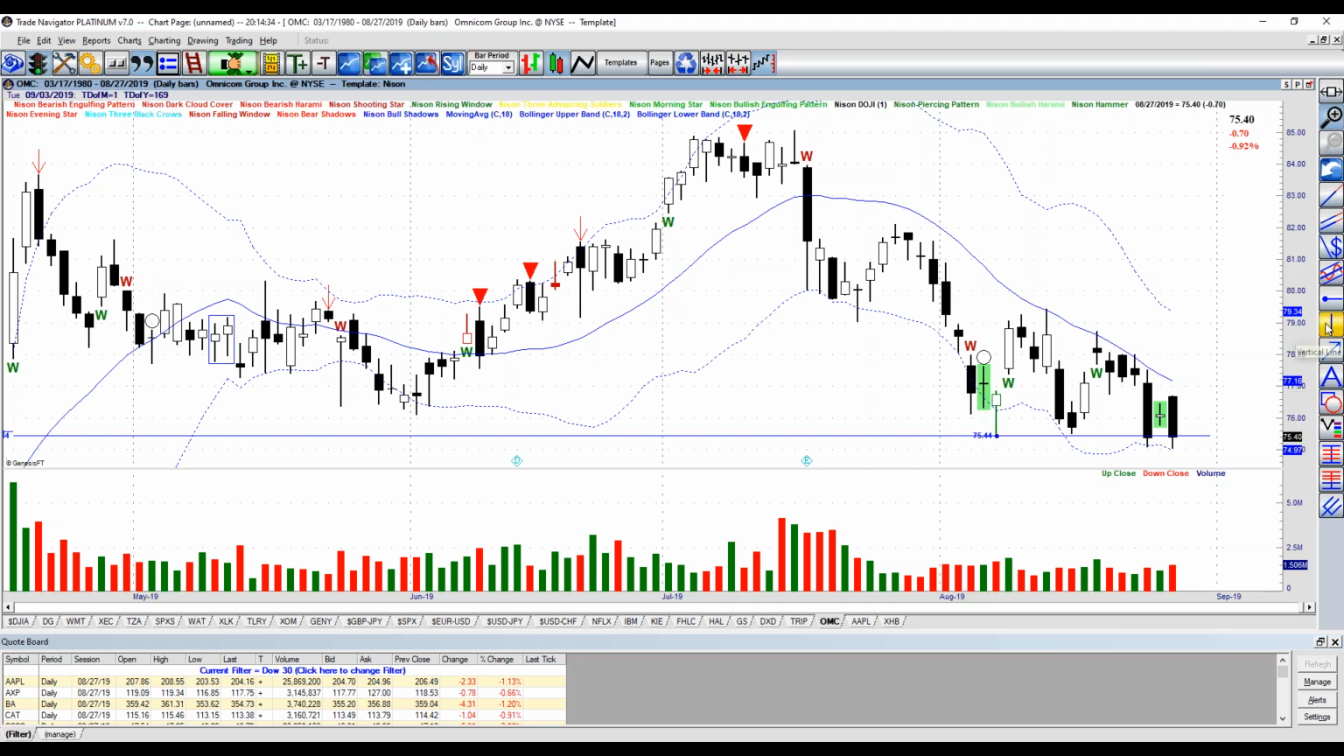So here's the hammer. What I like to do in my retest is that the bottom half of the shadow of the hammer is what I like to call my buying zone.